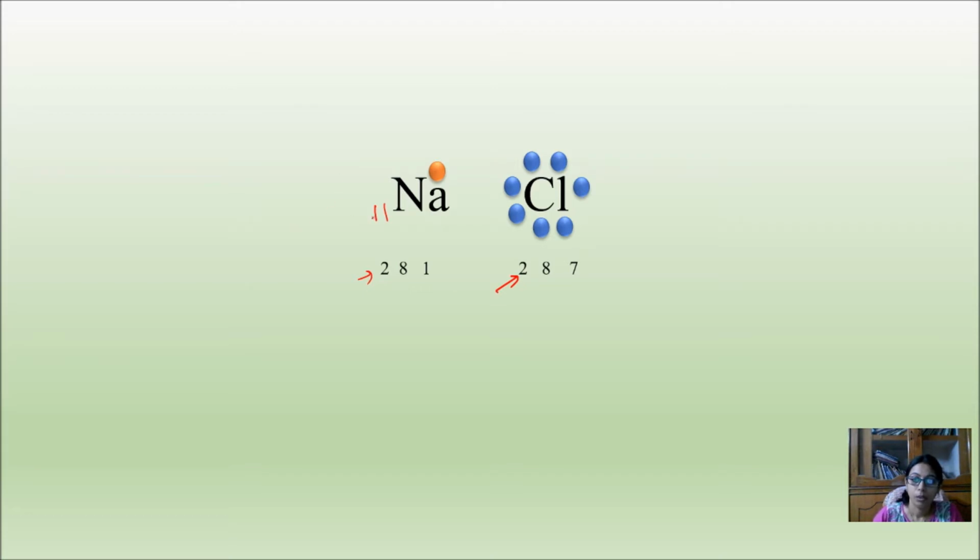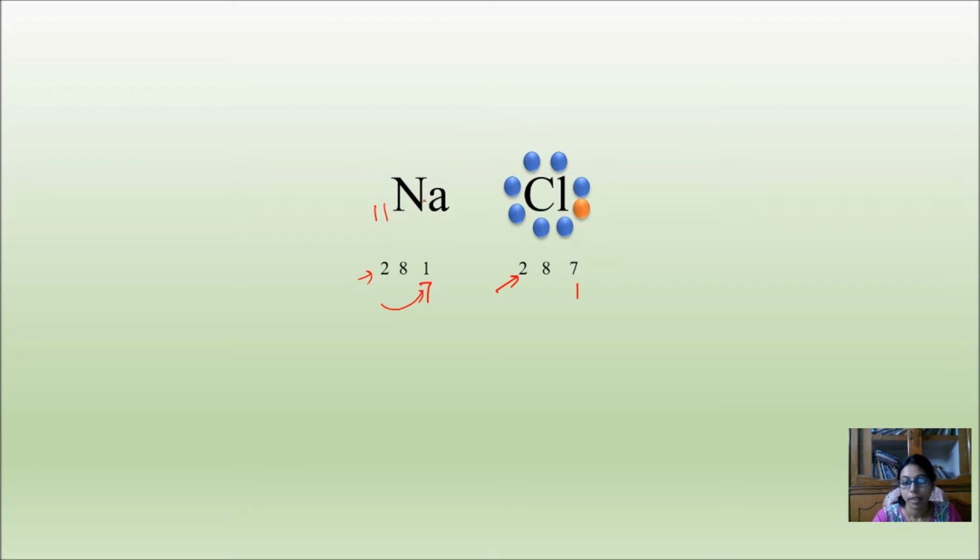Now, to get their octet filled, sodium needs 7 more electrons while chlorine needs only 1 electron. So it is very difficult for sodium to gain 7 more electrons to complete the octet, whereas it is quite easy for chlorine to get just 1 electron and complete its octet. So to minimize the energy, instead of seeking electrons, sodium will donate its electron to chlorine.